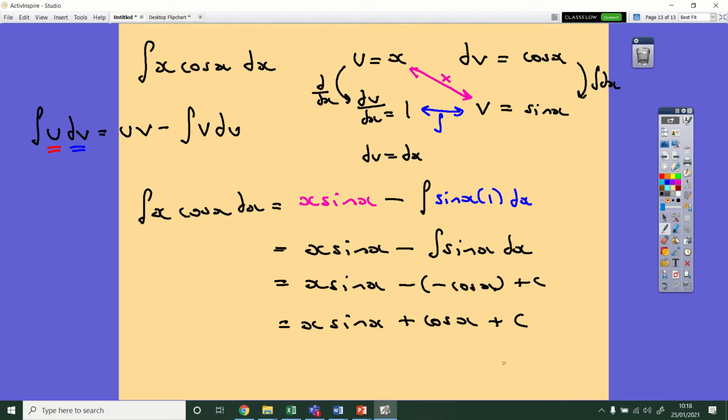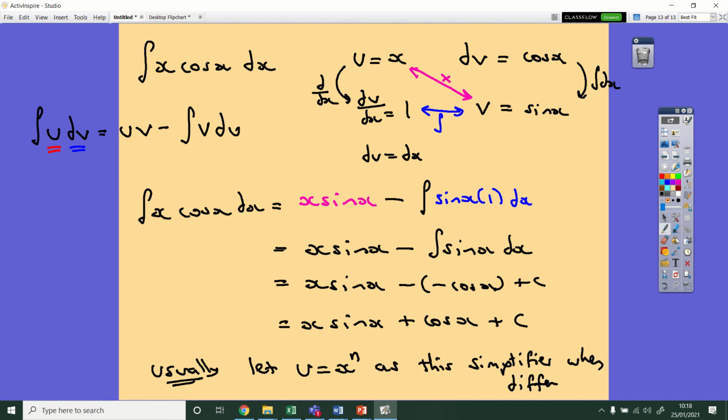And as we go through, you'll get the idea as to which we choose for our u and our dv. And there's generally rules of thumb as to how this works. So for now, I'm going to write down the fact that we chose our x to the power n to be our u. So this simplifies when I differentiate it, so it's best to use that as your u. There we go. Okay, next example.